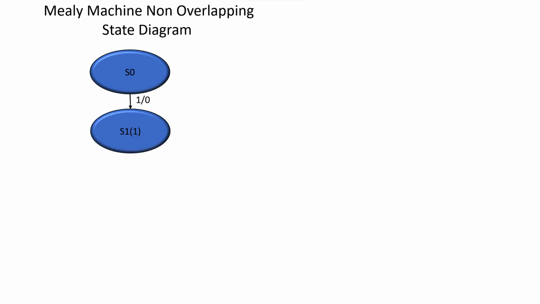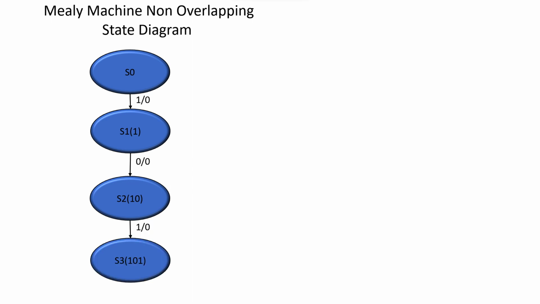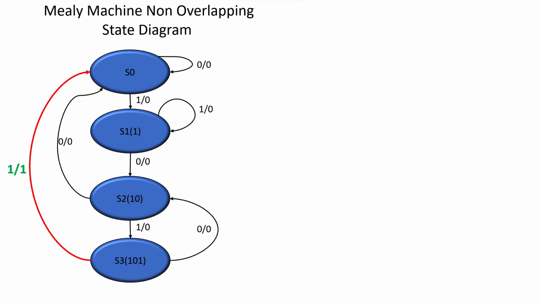At start the system will be at reset state S0. I follow a simple procedure. I first make the transitions of the pattern to be detected only. At S0 reset state, if 1 input comes then the present state will go to state S1 with output 0. At S1 state, if 0 input comes then the present state will go to state S2 with output 0. At S2 state, if 1 input comes then the present state will go to state S3 with output 0. At S3 state, if 1 input comes then the present state will go to state S0 with output 1, as it is a non-overlapping sequence detector.